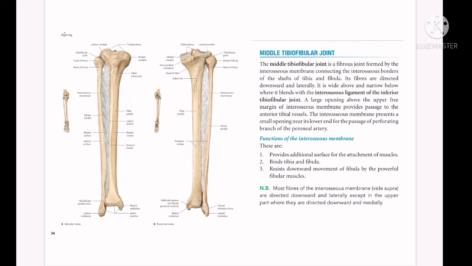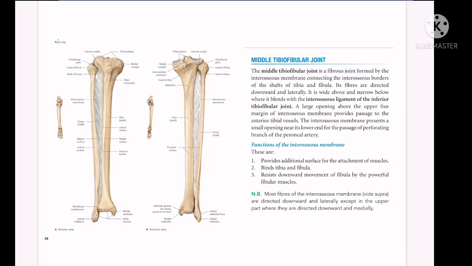Now we discuss the middle tibiofibular joint, which is formed between the shaft of the fibula and the shaft of the tibia. The middle tibiofibular joint is a fibrous joint which is formed by the interosseous membrane. And this interosseous membrane connects the interosseous borders of the shafts of tibia and fibula. So on both sides of the interosseous membrane lie the interosseous border of the fibula as well as the interosseous border of the tibia. Now, the fibers of the interosseous membrane are directed downward and laterally.